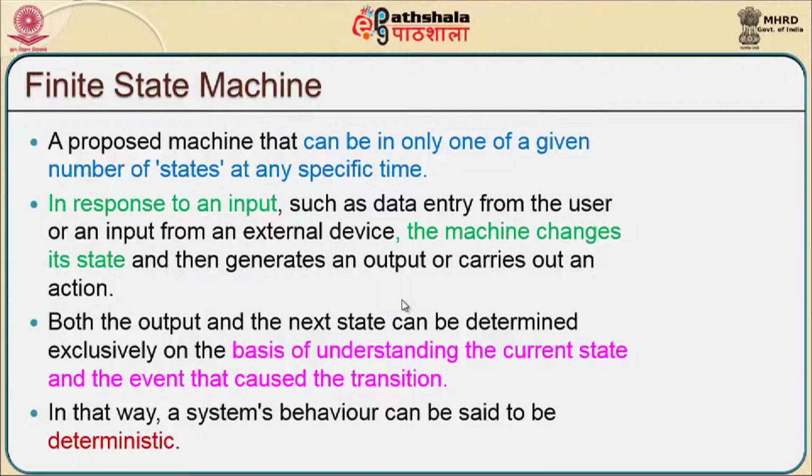In response to an input such as a data entry from the user or an input from an external device, the machine changes its state and then generates an output or carries out an action. Both the output and the next state can be determined exclusively on the basis of understanding the current state and the event that caused this particular transition. In that way, the system's behavior can be said to be deterministic. So, to understand better the deterministic behavior of the system, as I have pointed out in the functional requirement, we draw these finite state machines.